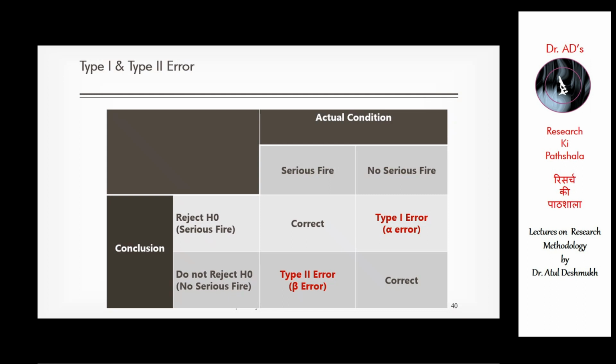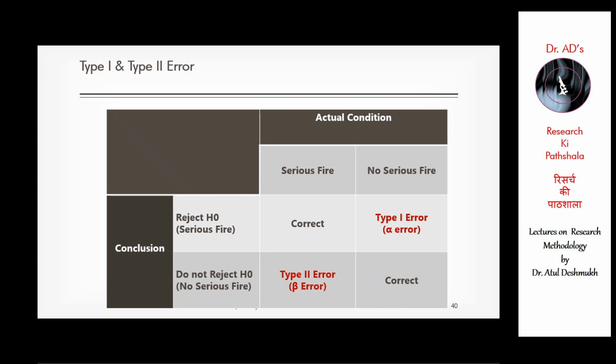Now coming to the second conclusion, that there is no serious fire in the building. Here I am not rejecting my null hypothesis. I am accepting my null hypothesis and rejecting my alternate hypothesis. That is the second possibility. I am sitting in my living room.